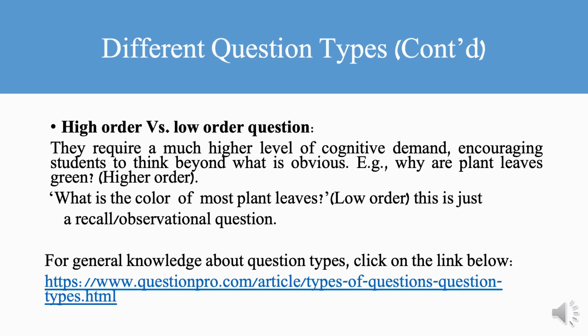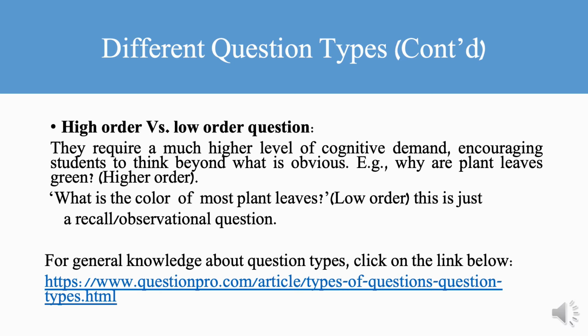But when you now want to make it a low order question, you say, for example, what is the color of most plant leaves? Yes, you have asked the question, what is the color? But basically, you just say, the color is green. That is like just seeing how much they can recall and observe.